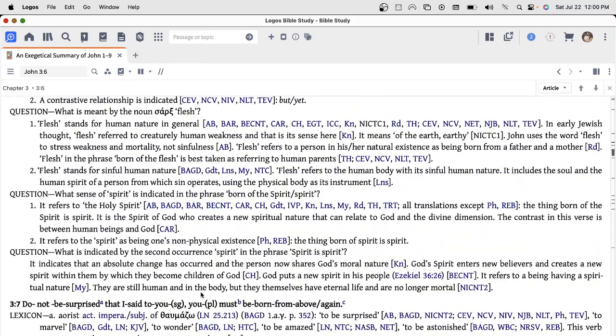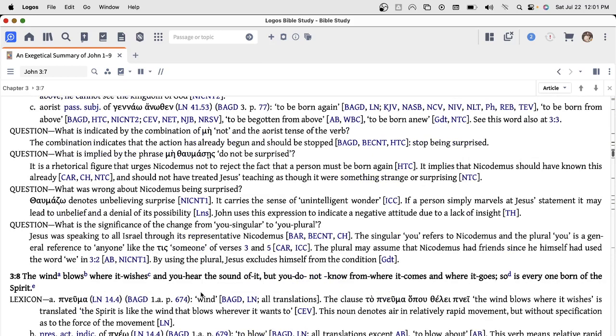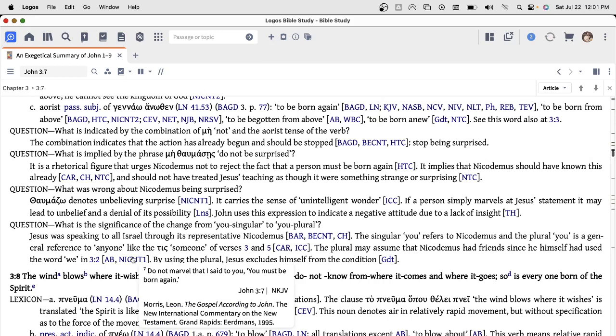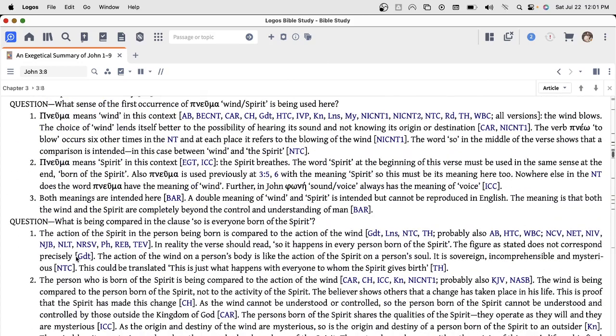There were even some interesting ones as I was looking through here. Here's interesting. What is the significance of the change from you singular to you plural? Okay, so I just kind of been jumping around this commentary, and I'm really impressed with the questions that are asked. Really force you to think through the text. This commentary is worthwhile just for these questions, not even maybe the other information, but it is nice because there are different things where it's going to give you different interpretational options.